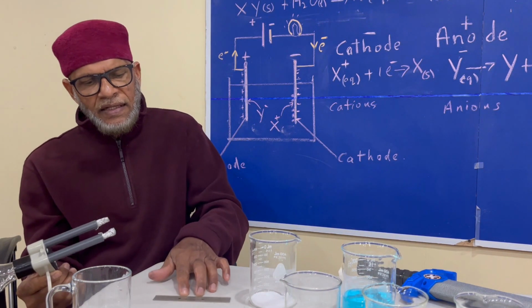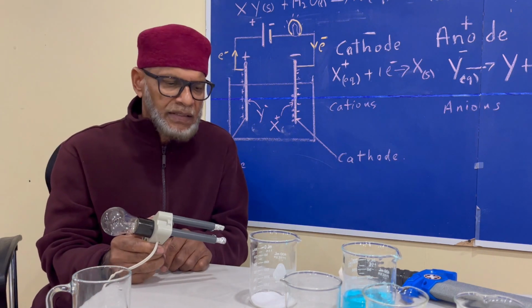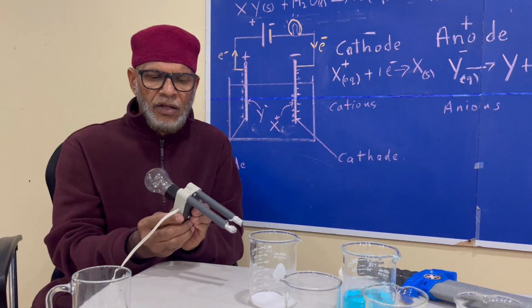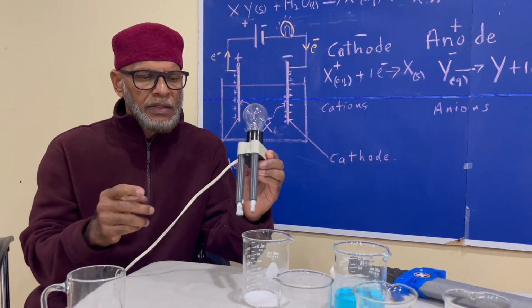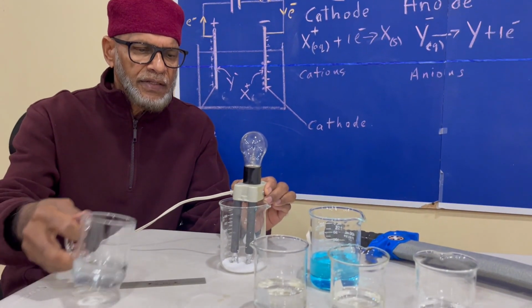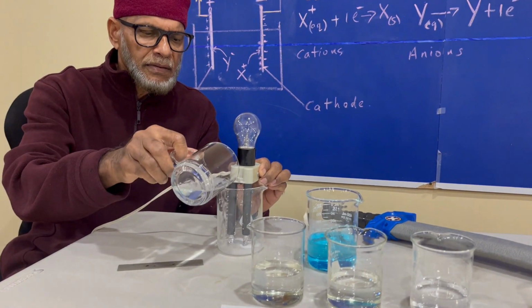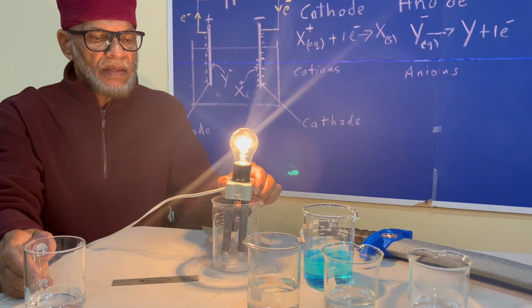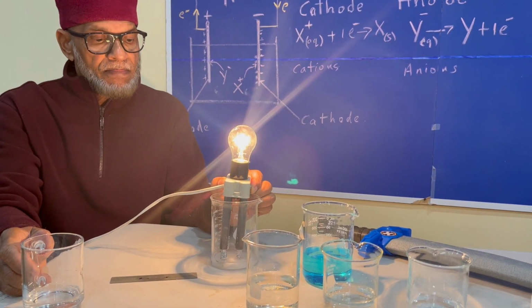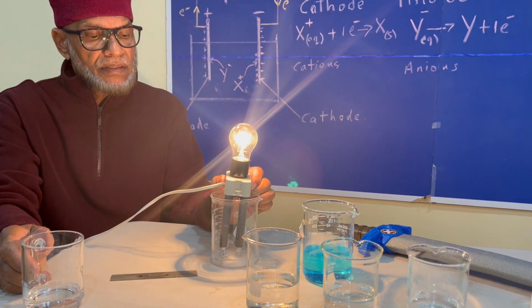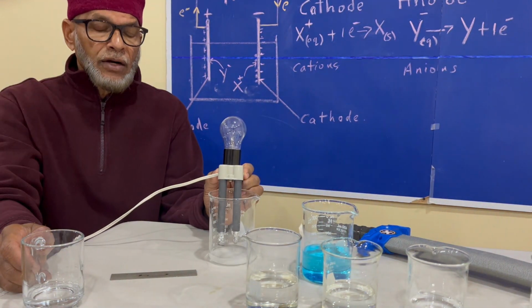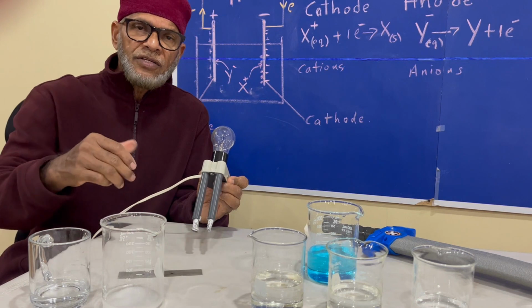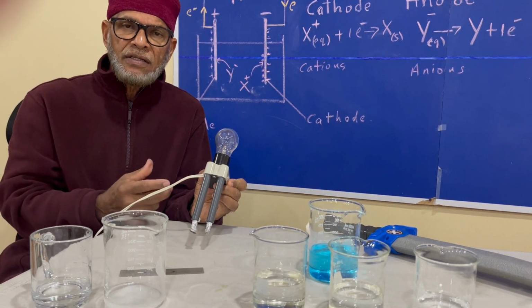Recall that water by itself was not able to conduct electricity, nor crystals of sodium chloride. However, when we pour water into the sodium chloride crystal, this is what happened. All of a sudden we see that the bulb started to light up, and that shows that this salt solution now is conducting electricity.